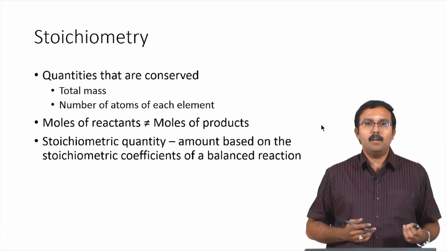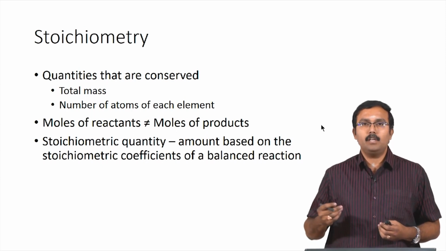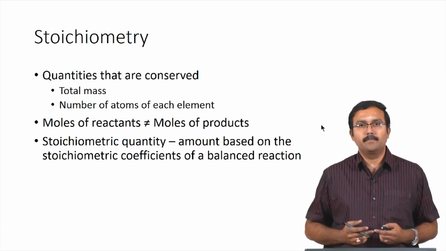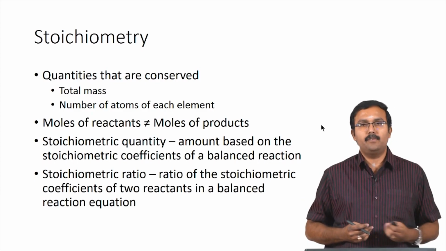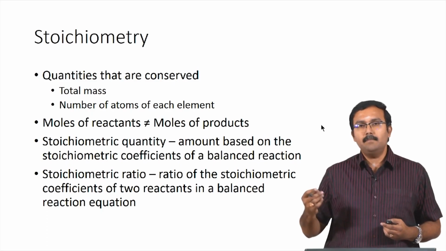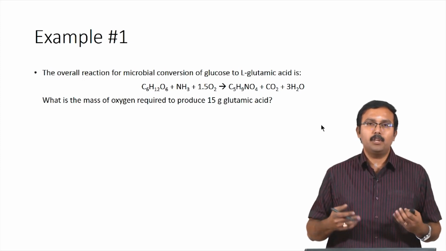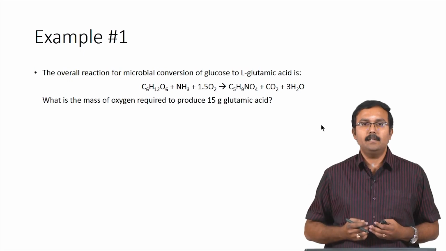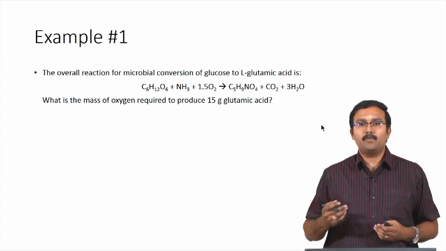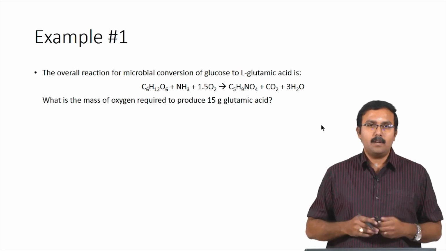We also need to know some terminologies such as stoichiometric quantity. Stoichiometric quantity is the amount based on the stoichiometric coefficients of a balanced equation, and stoichiometric ratio is given as the ratio of the stoichiometric coefficients of 2 reactants in a balanced reaction. So here is an example problem to help us brush up on the fundamentals related to stoichiometry. The overall reaction for microbial conversion of glucose to glutamic acid is given here. You are asked to calculate the mass of oxygen required to produce 15 grams of glutamic acid. Let us now try and solve this problem.